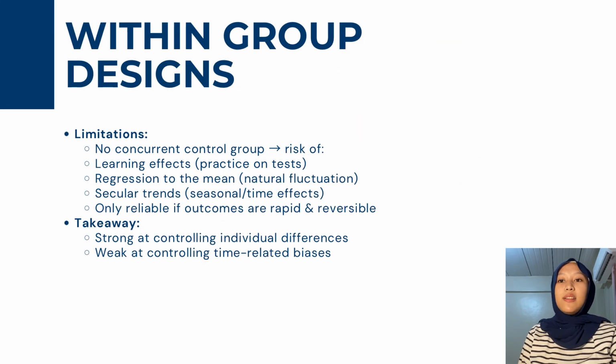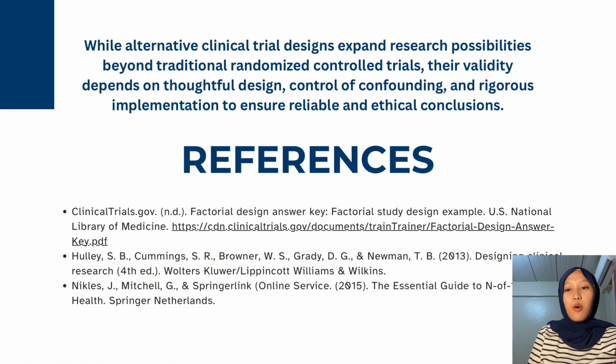However, these designs lack concurrent control groups, so improvements may simply reflect learning effects, regression to the mean, or secular trends like seasonal changes. They work best when outcomes respond quickly and reversibly to treatment, strong in controlling individual differences but weak against time-related biases. So overall, while these designs are useful in certain situations, they are not sufficient when definitive and unbiased answers are required.